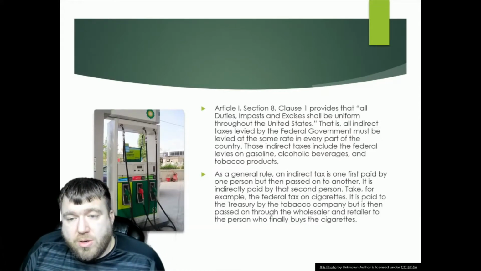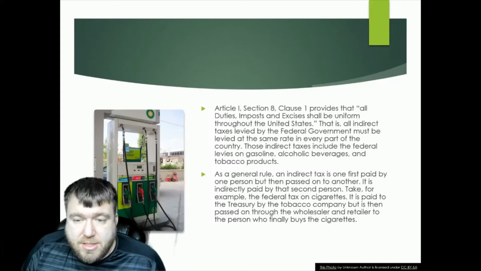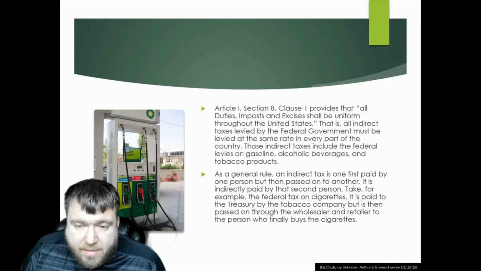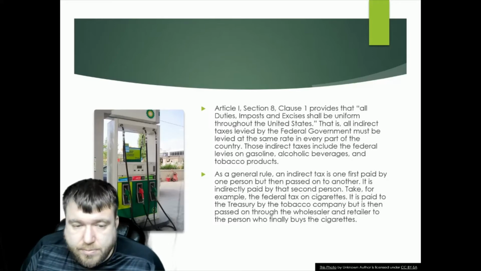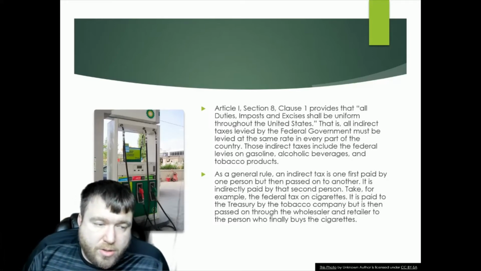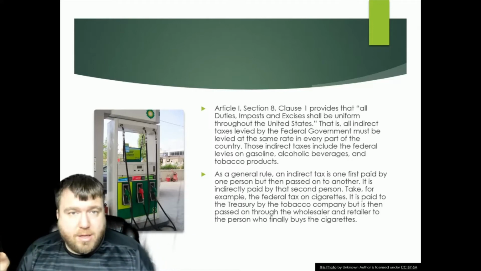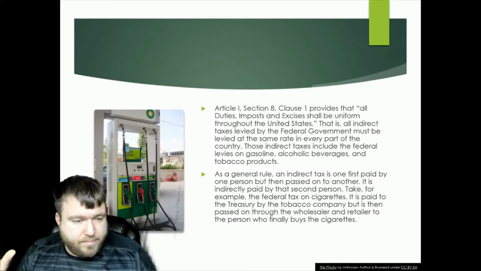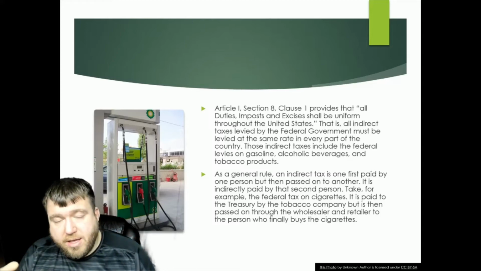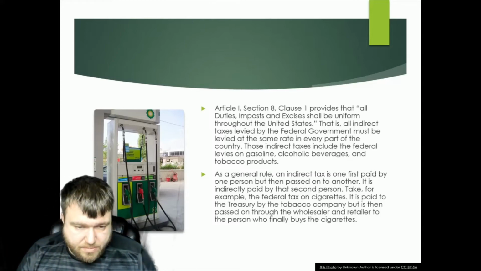Article 1, Section 8, Clause 1 provides that all duties, imposts, and excises shall be uniform throughout the United States. That is, all indirect taxes levied by the federal government must be levied at the same rate in every part of the country. Those indirect taxes include the federal levies on gasoline, alcoholic beverages, and tobacco products. So, taxes on gasoline, you're going to have the same gasoline tax from the federal government no matter where you buy gasoline in the country. So that is why the gas tax that is passed by the federal government is the same in all states.